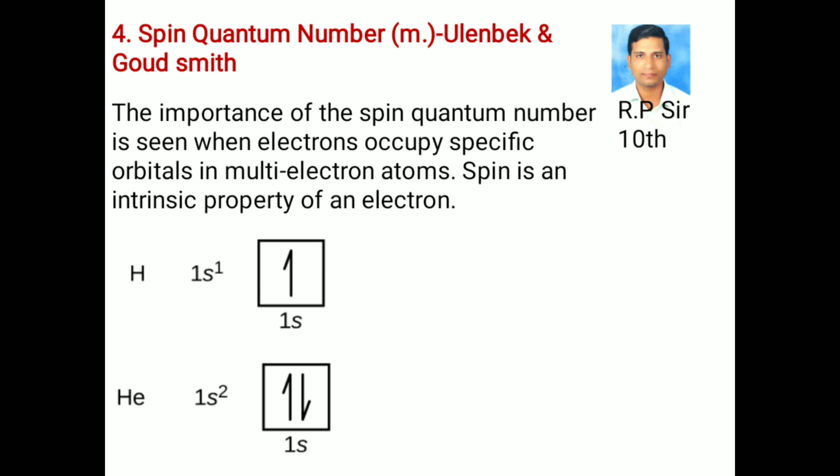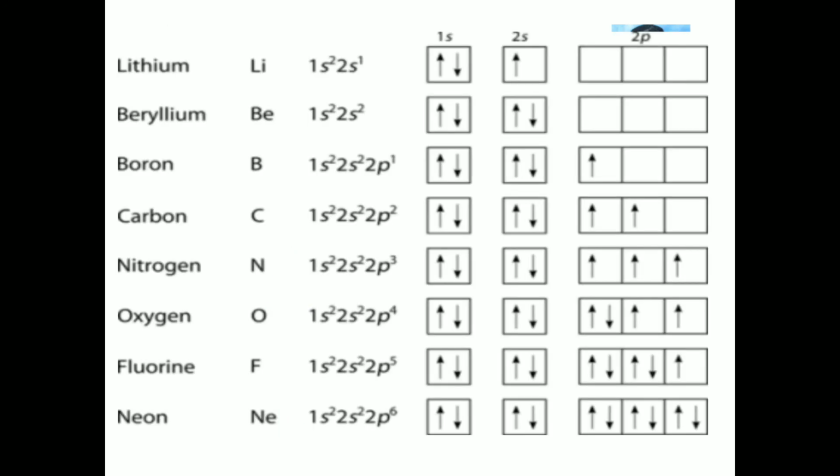The importance of the spin quantum number is seen when electrons occupy specific orbitals in multi-electron atoms. Spin is an intrinsic property of the electron. See here, hydrogen has only one electron and it will occupy the 1s orbital. Similarly, helium has 2 electrons. So these 2 electrons will occupy the 1s orbital. You can see the spins of the electrons are anti-parallel. So you can see this diagram.